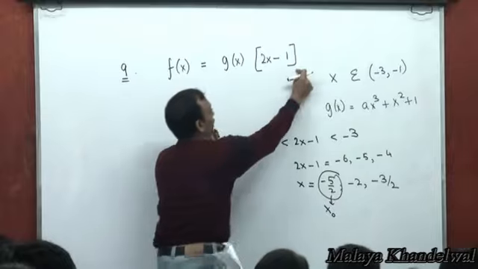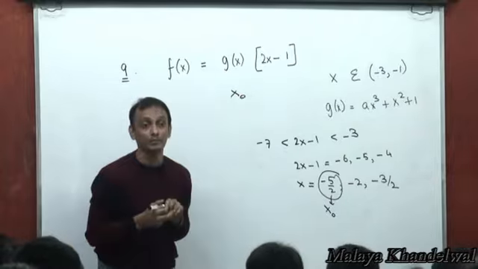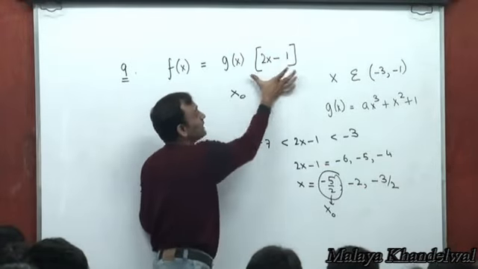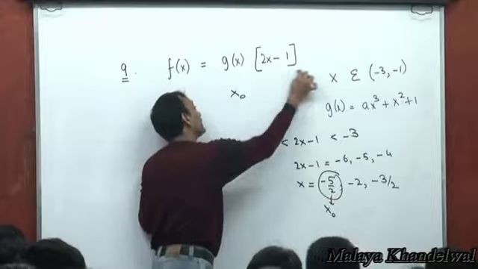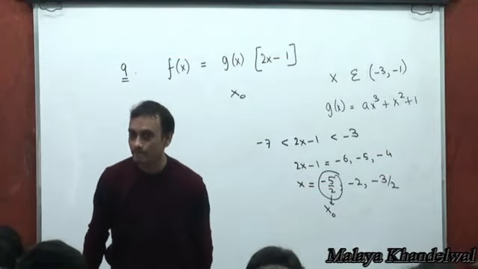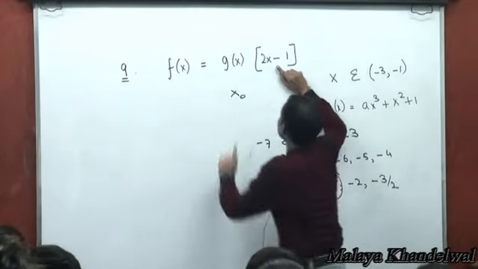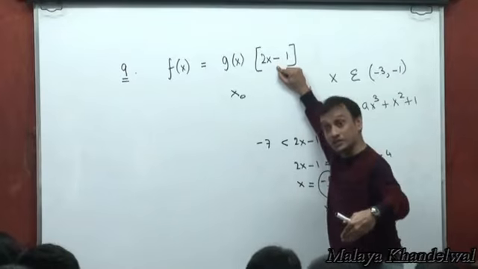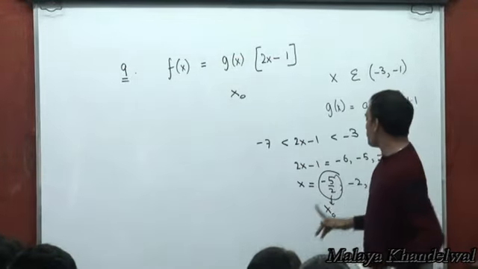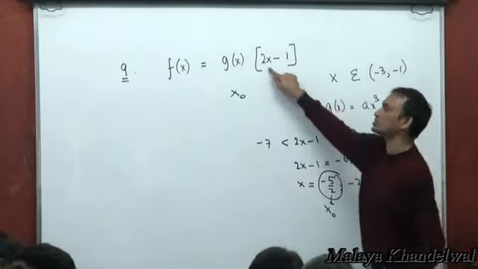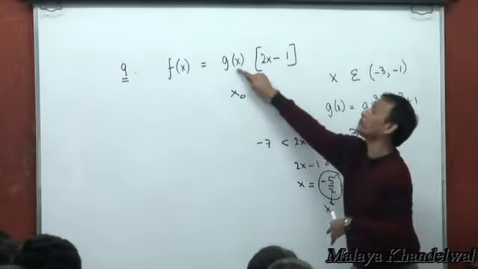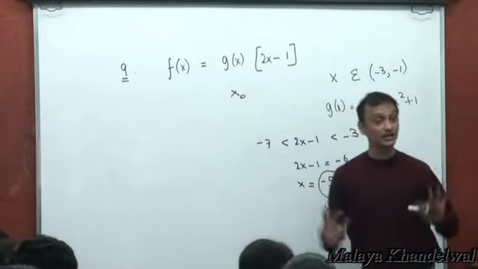If you want this product to be continuous at x equal to x naught, for example, then g(x) must vanish at x equal to x naught. Then, despite this being discontinuous at x naught, this product can still be continuous at x naught provided g of x naught is 0. Are you there with me? The product of a continuous and a discontinuous function could be a continuous function if the continuous function vanishes at that point, right? So, for example, at x equal to minus 5 by 2, this is discontinuous. But if g(x) vanishes at x equal to minus 5 by 2, then the product will still be continuous.